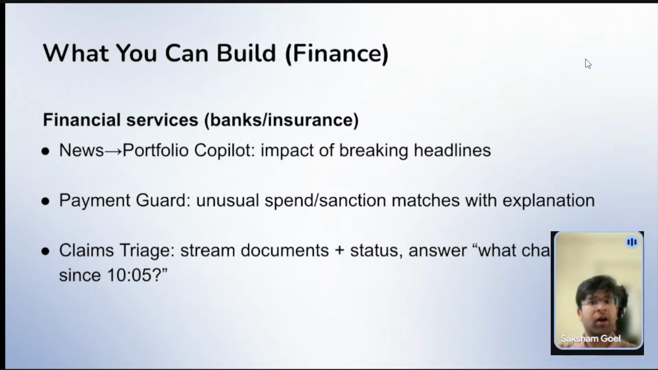Second one, payment guard. Let's say unusual spend is flagged, and you need to detect credit card fraud. With natural language reasoning, you need to explain to a simple user what exactly happened. So you'll connect all this data coming from fraud detection, or you're implementing a core ML model, and then you give an explanation in English, which is easier for me to understand.